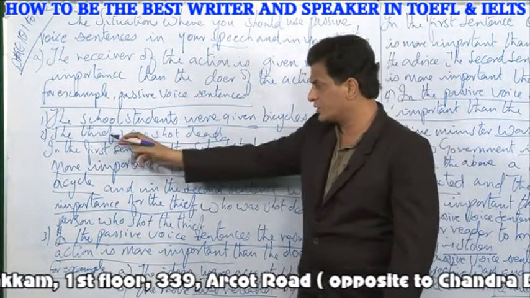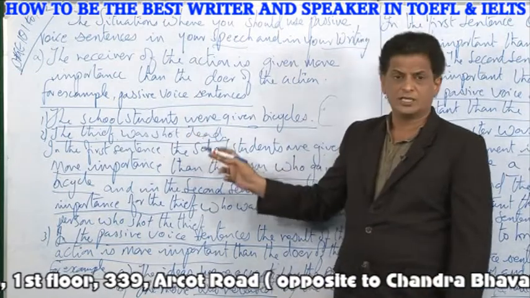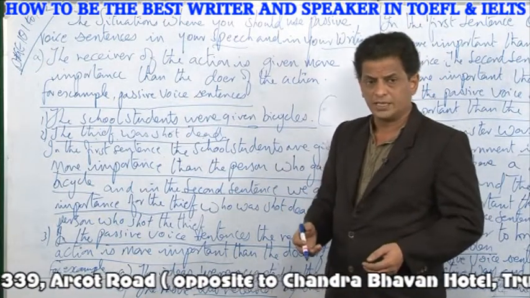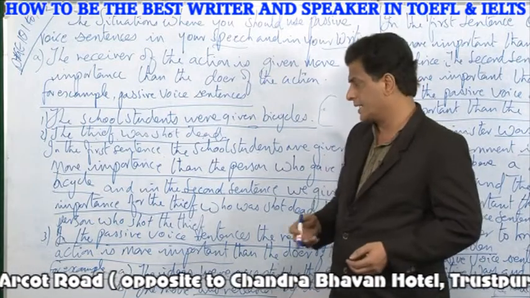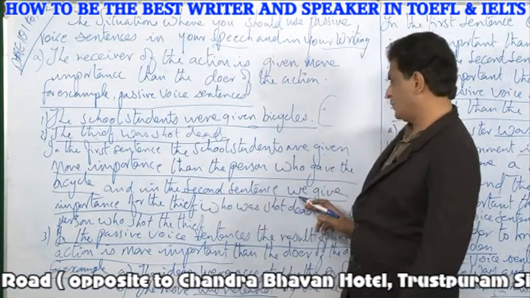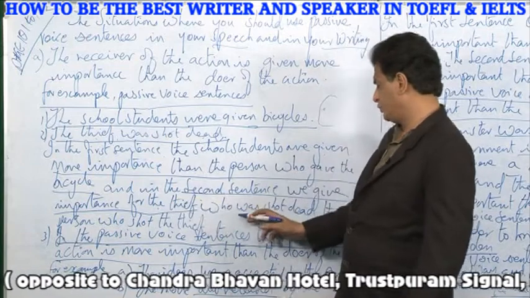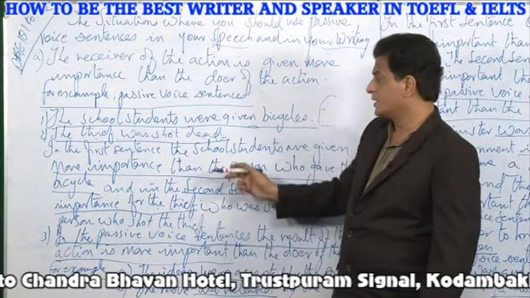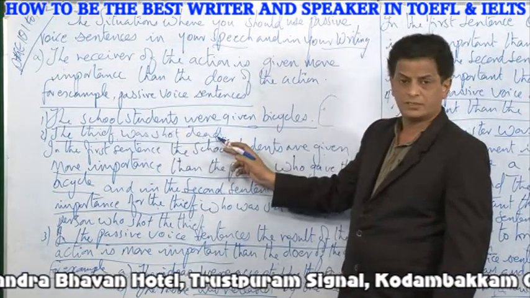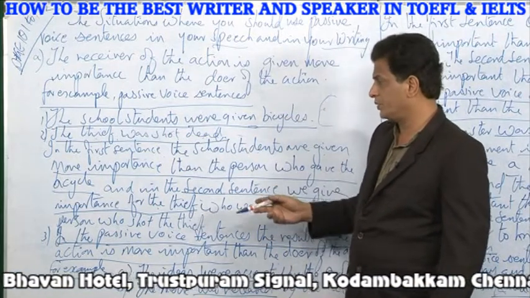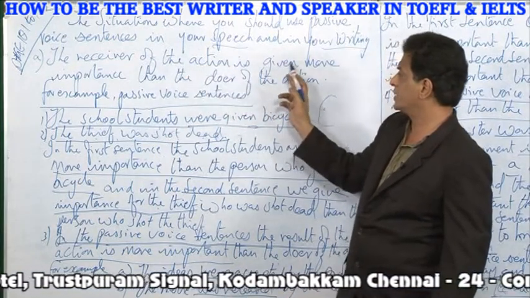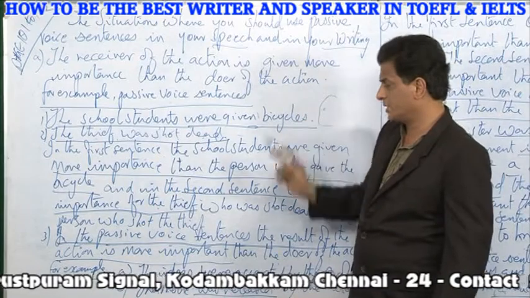In the second sentence, you see, the thief was shot dead. Or, today what happened? The robbers were shot dead, the fellows who robbed the bank. In the second sentence, we give importance to the thief who was shot dead rather than the person who shot the thief. See here, the thief was shot dead by the police. You are not using the words by the police. So, the receiver of the action is given more importance, then you use the passive voice.